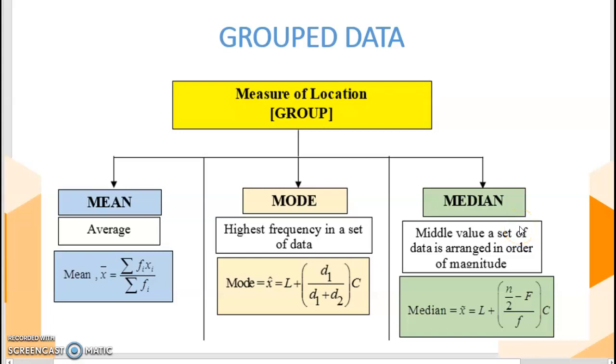Hi everyone, in this video we are going to learn how to find mean for group data.